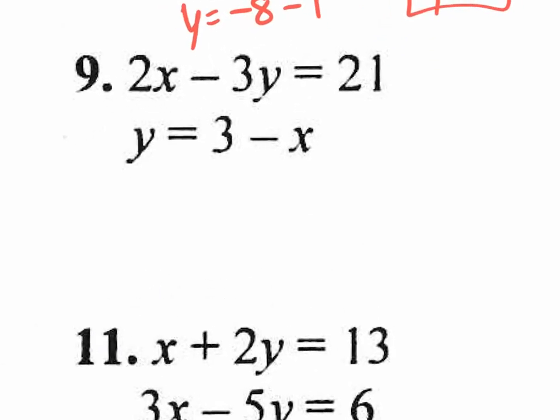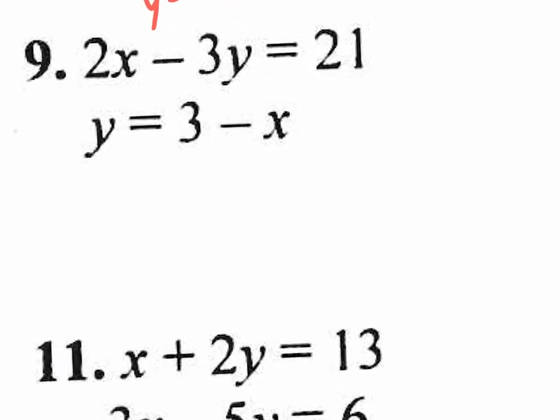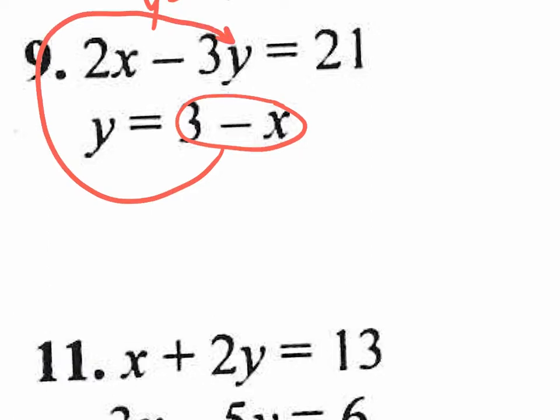Let's move on to number 9. Again, step 1 is to pick an equation and get a letter by itself. Well, the bottom equation already has it by itself. So we're going to have to pick that. Well, we don't have to, but it's easiest to pick that bottom equation and substitute that variable expression into the other equation. So we're going to take that 3 minus x and plug it into the y value of the equation we have not used.